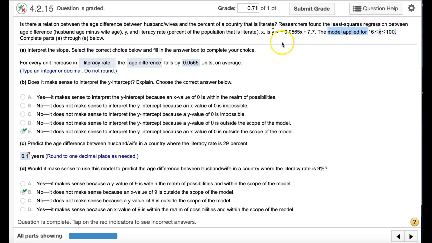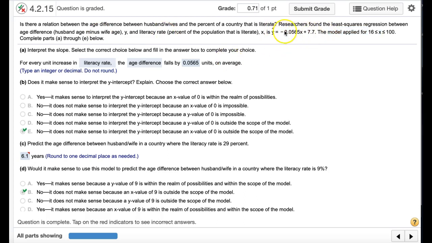In this case, we have a least squares regression equation that has two variables. Y is the husband's age minus the wife's age, and X is the literacy rate, the percent of the population that is literate. So there is some connection between the age difference in husbands and wives and the literacy rate.